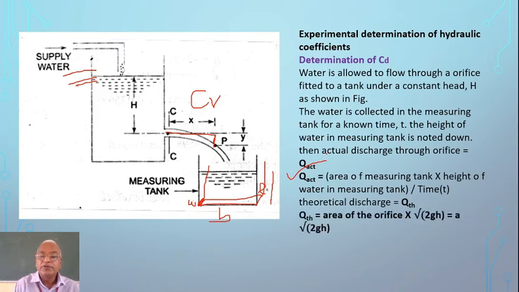Theoretical discharge, Q theoretical, is equal to area of orifice into root 2gh. So this will be equal to A into root 2gh, because the area of the orifice is A and root 2gh is the theoretical velocity. Now Cd becomes Q actual divided by A into root 2gh. A is the actual area of the opening, root 2gh the theoretical velocity, and Q actual the actual discharge. This helps you in finding out Cd.